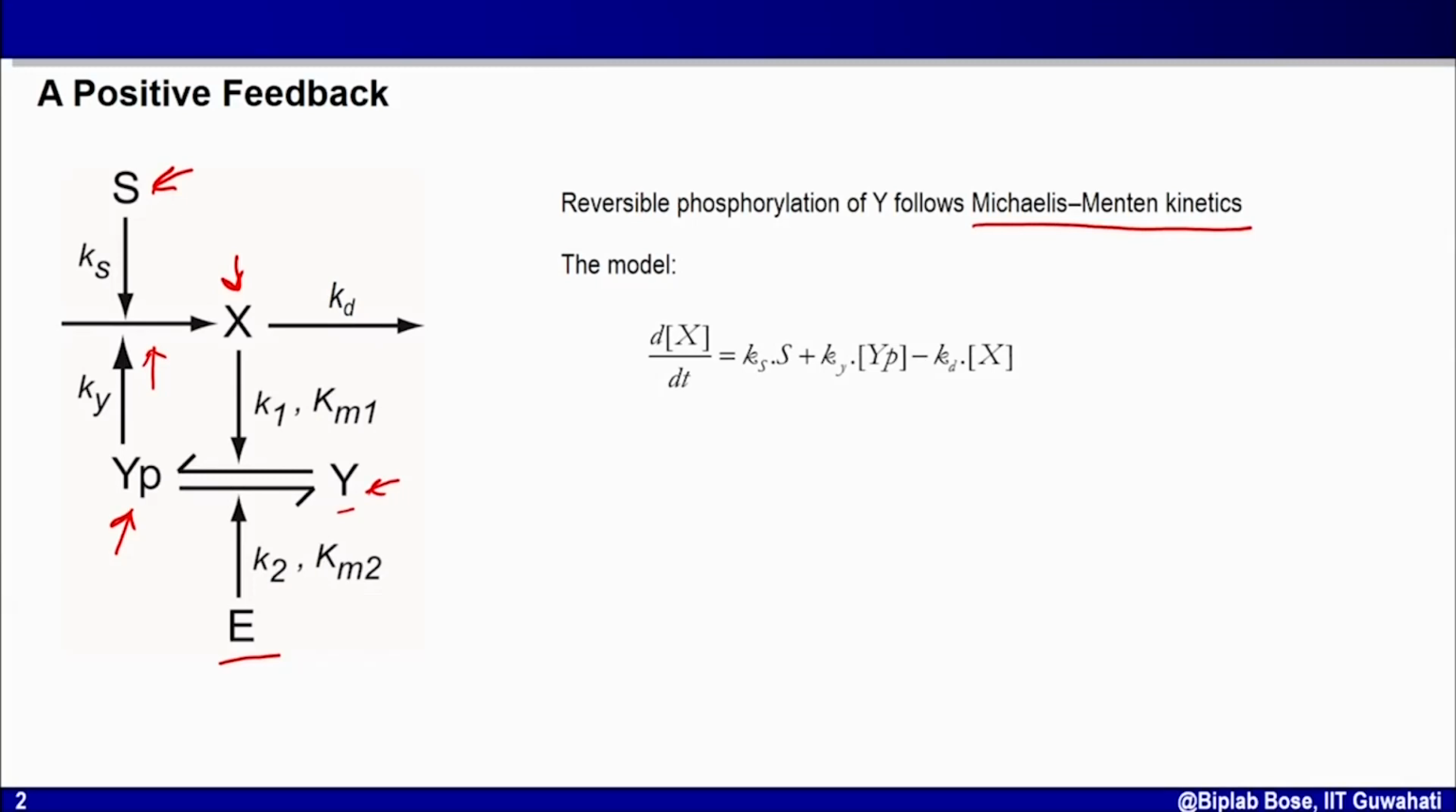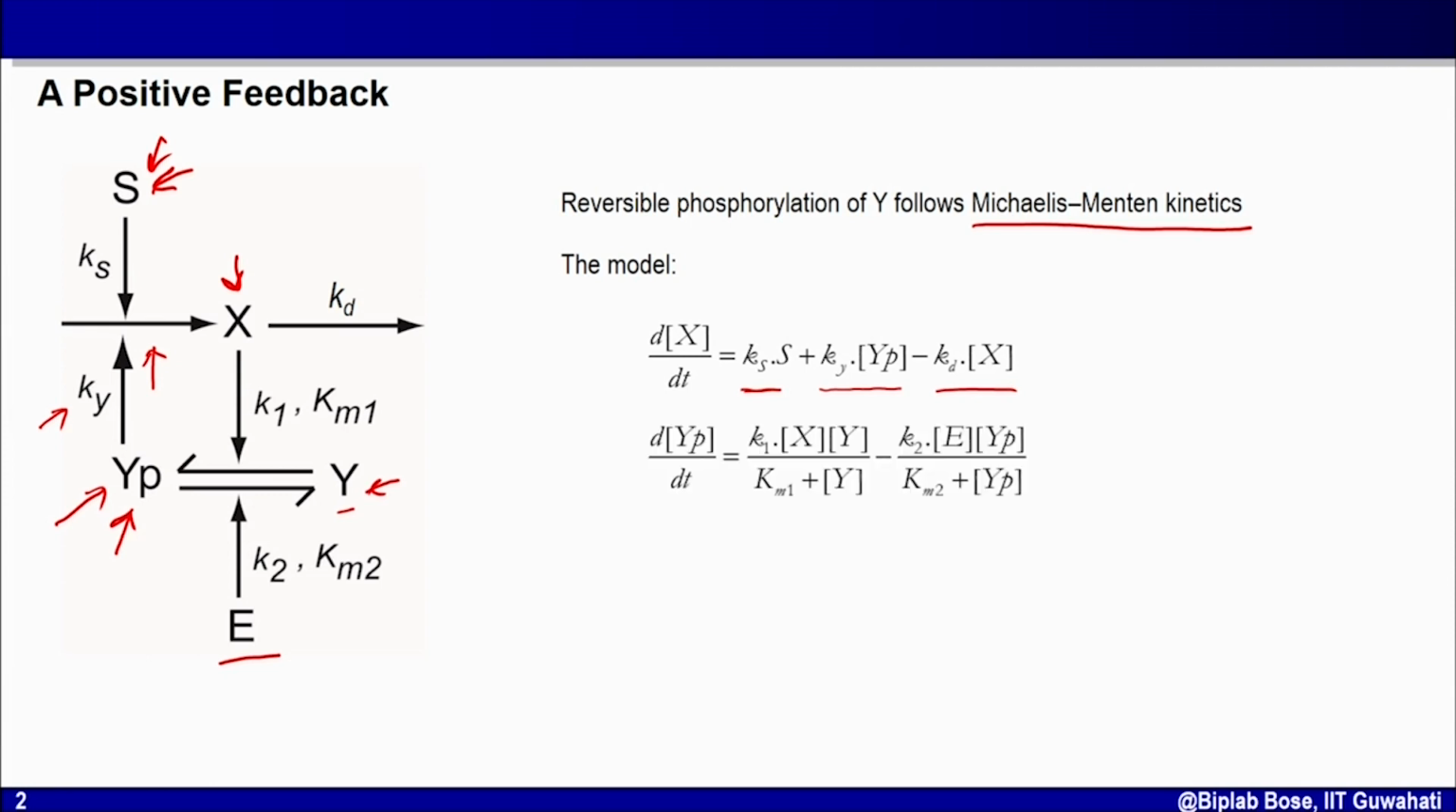First for X. X is produced only when you have the input signals. One is S and the other one is YP. So the ODE for X is dX/dt is equal to Ks into S. This is the production by external signal, and Ks is the rate constant, plus Ky into YP concentration. Ky is another rate constant, minus Kd into X. X is getting degraded by a first order decay.